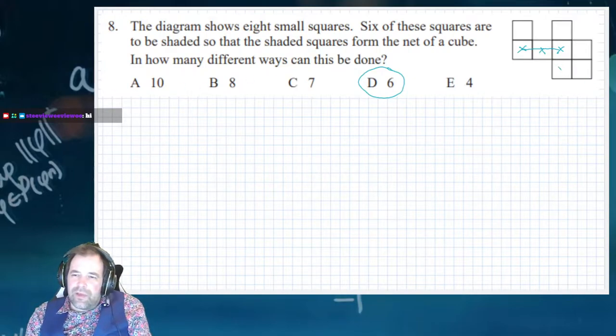If we get rid of that one and that one, does it work? It's got to, because that would give you five. If that wasn't allowed, that would be five. I'm pretty sure it's six. Does that work as a cube? I think it does, yes.